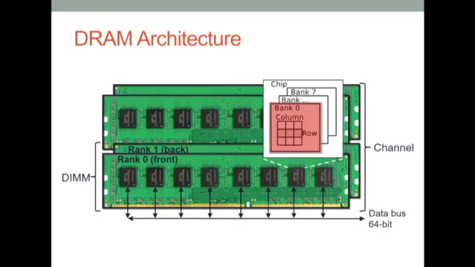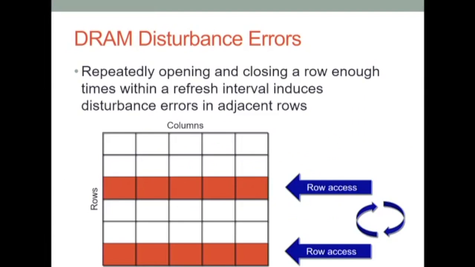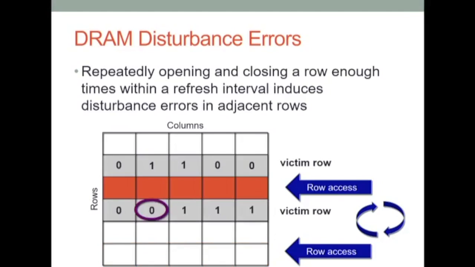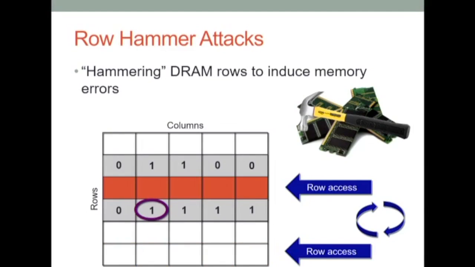Okay, this is the basic DRAM architecture, and it has been shown by previous work that repeatedly opening and closing a row enough times within a refresh interval will induce some disturbance errors in adjacent rows. So what that means is that if you have a program access one row and then access another row, and do that in turns frequently enough, it is possible to induce some errors in the neighboring rows. This is the DRAM disturbance error. So a Rowhammer attack is basically hammering DRAM rows to induce memory errors on purpose.